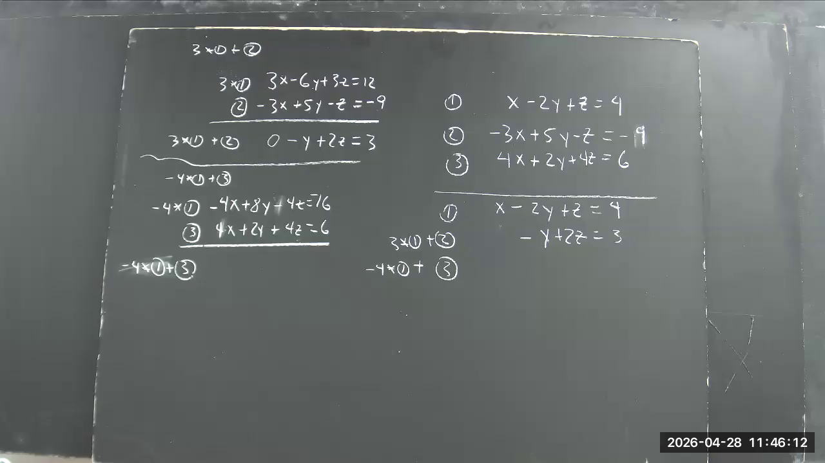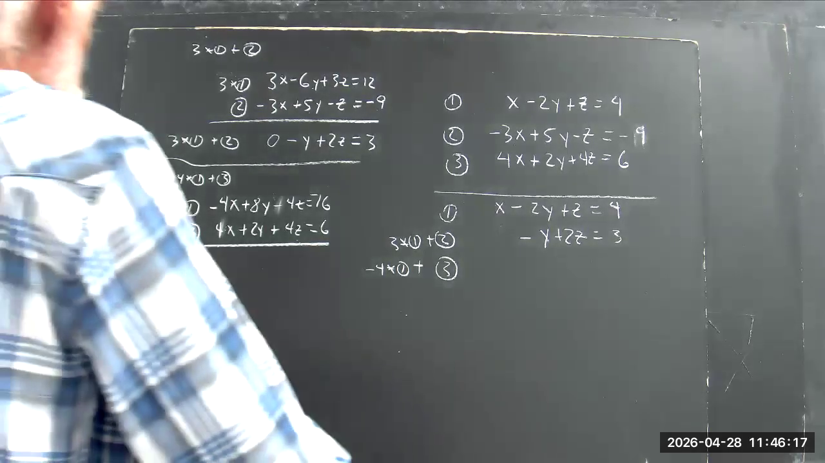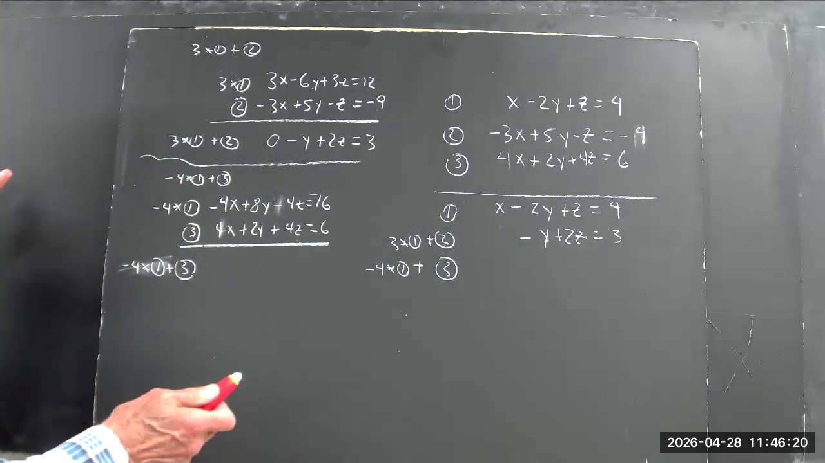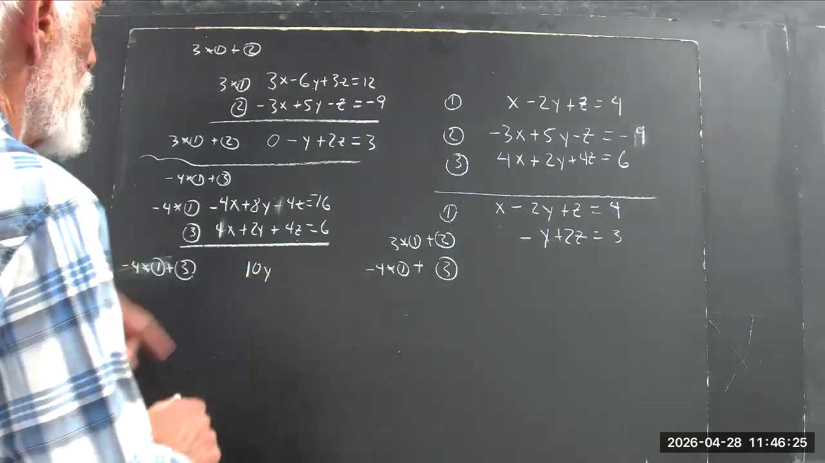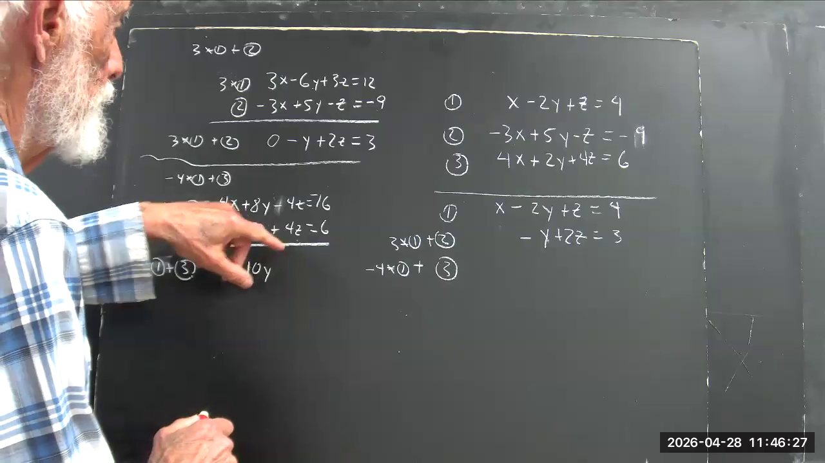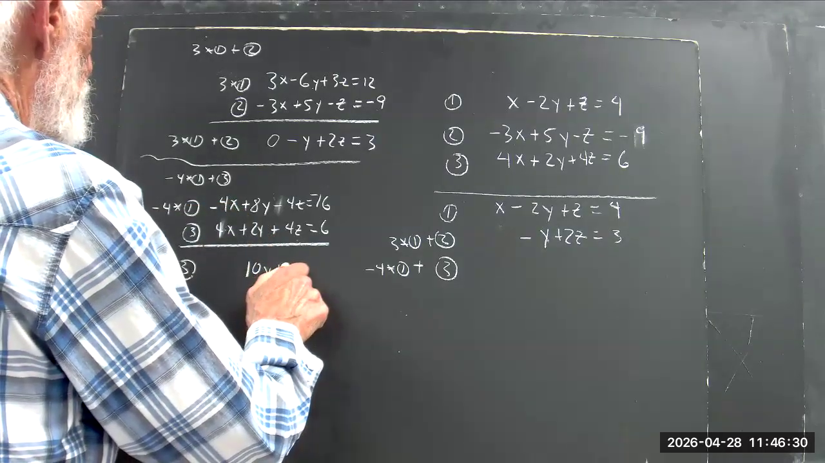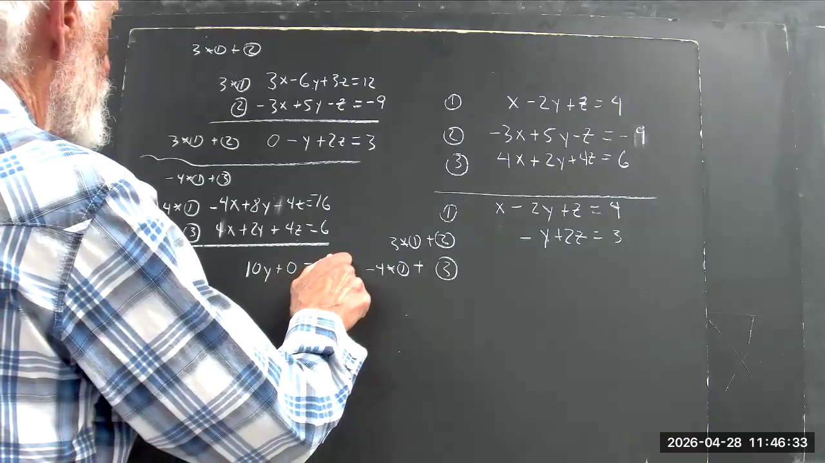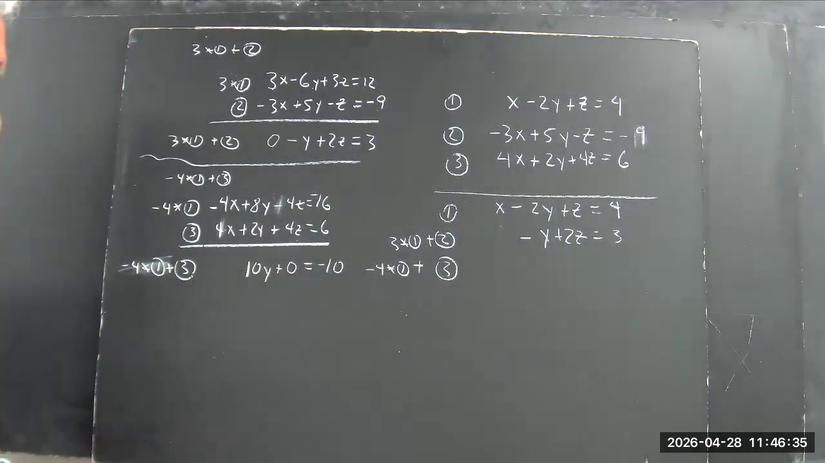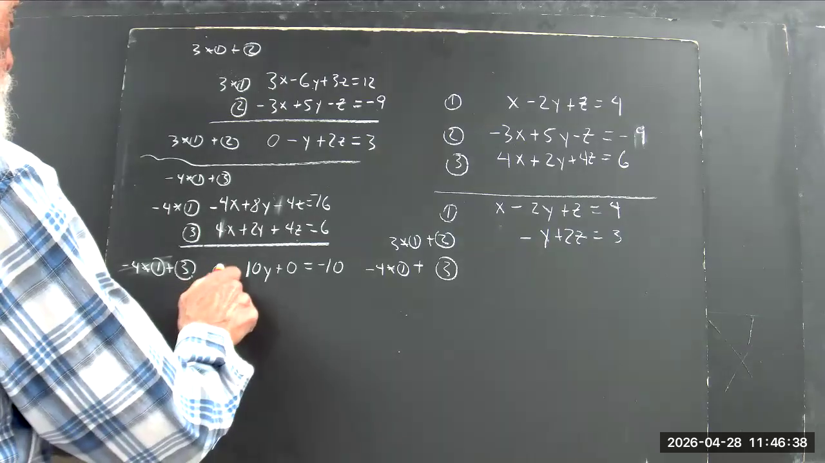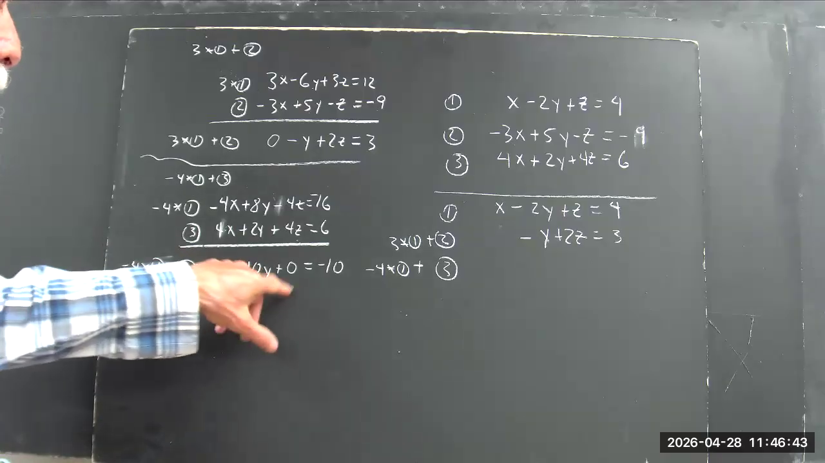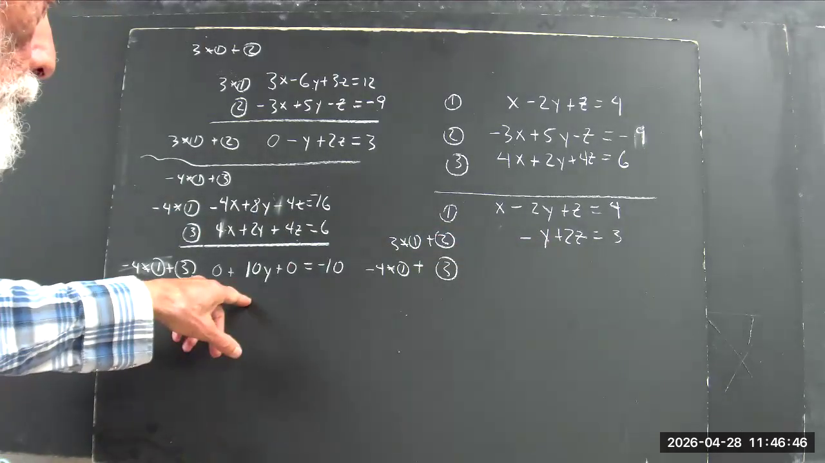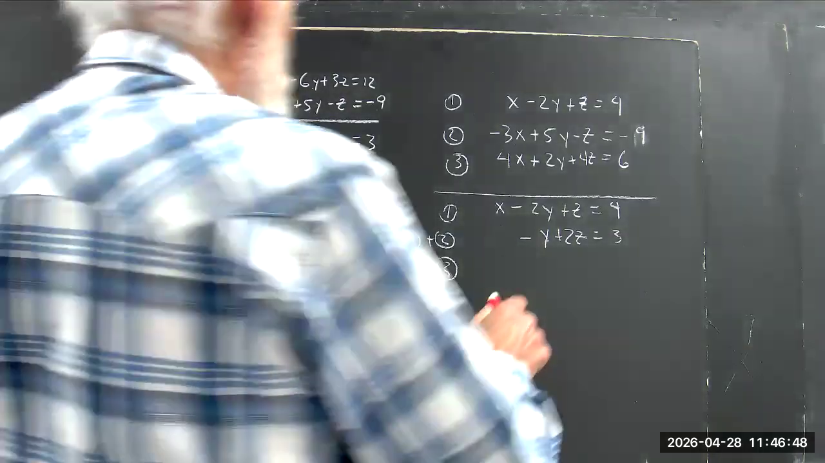Okay, let's see again. Negative 4x and 4x gives us 0. 8y and 2y gives us 10y. Negative 4z and 4z gives us 0. So I'm going to write my zeros in. But really, we don't have to write the zeros in. We write it over here. We're just going to write 10y equals negative 10.